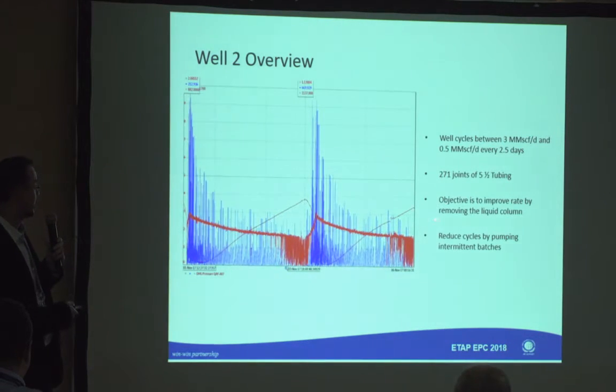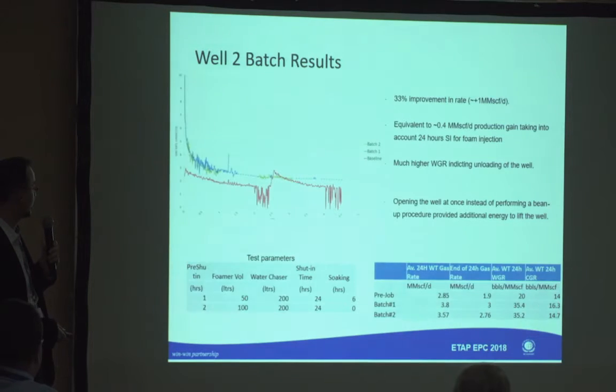So in this case, again, we see from the production of the well that we have severe liquid loading, and we wanted to see whether foam injection could improve that. So this was the result from the well batch injection. In red here you have the baseline, which is before we did the foam injection, and in blue and green you see the impact of batch number 1 and batch number 2. So we could see that we increased the production by 1 million scf per day by decreasing the liquid column.